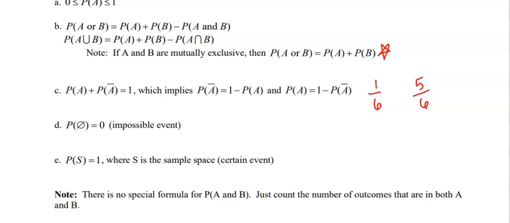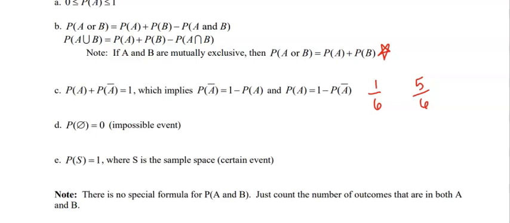The last thing we're going to talk about is there's no special formula for the probability of A and B. You just count the number of outcomes that are in both A and B. And so we point that out because A or B means you find the probability of A, you find the probability of B, you add them together because it can be in either one. But A and B means all of the elements that are in A and in B.